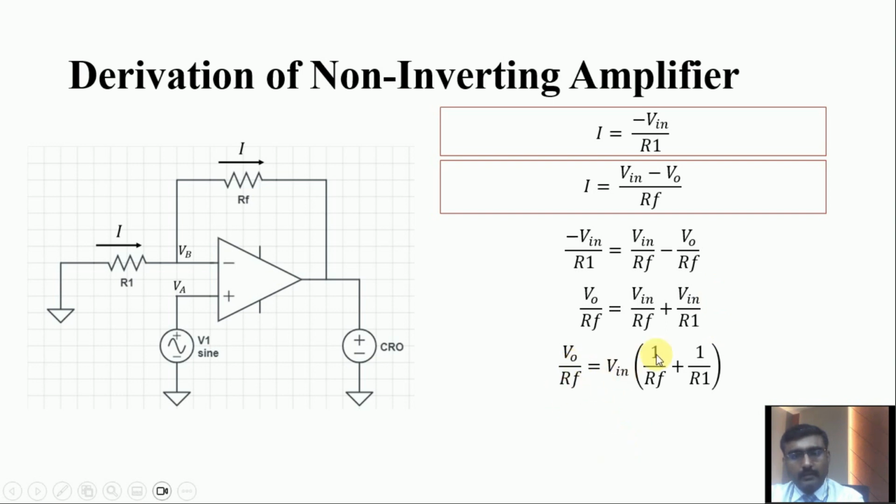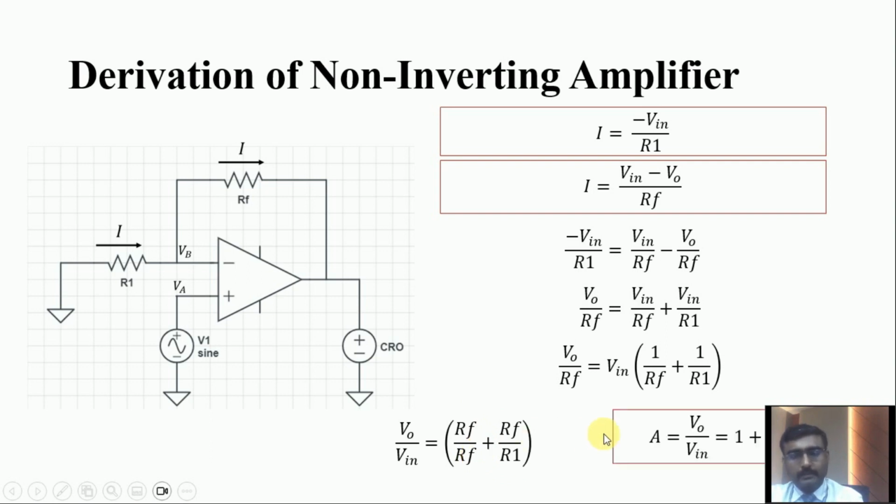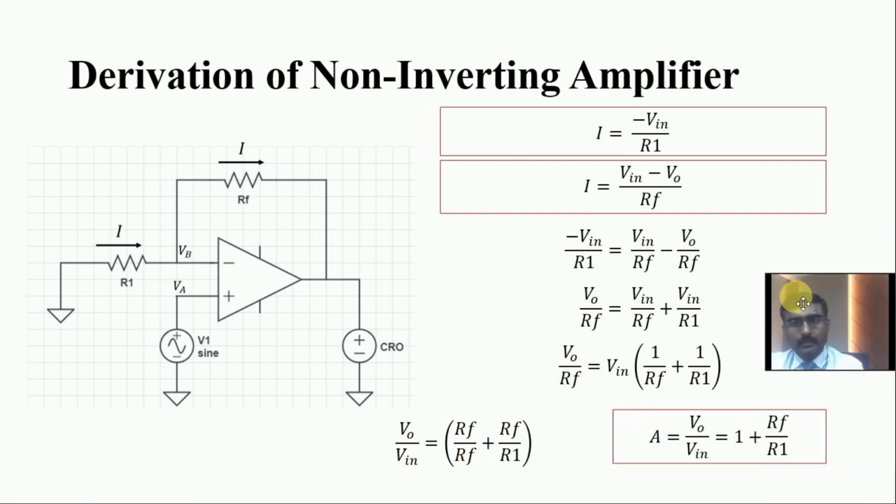RF comes to this side. Now the equation becomes RF divided by RF plus RF divided by R1. Here this RF cancels, so the equation becomes 1 plus RF divided by R1. This is the gain of the non-inverting amplifier. By using this RF value and R1 value, we set the gain of the amplifier. In practical cases, we put the RF resistor as a variable resistor so we can change it.